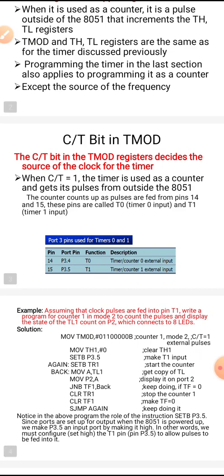As we have said, the counter will count the pulses that are occurring outside the 8051. The pulses are taken at pin 14 and pin 15, those are the pins of port 3.4 and 3.5. Their functions are T0 and T1, timer 0 or counter 0 external inputs. These are the external inputs which are provided for the counter operations to count the events occurring outside the 8051.